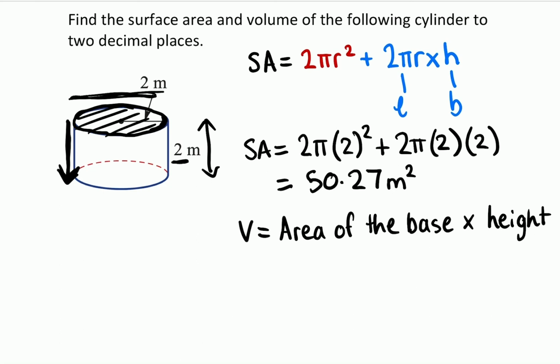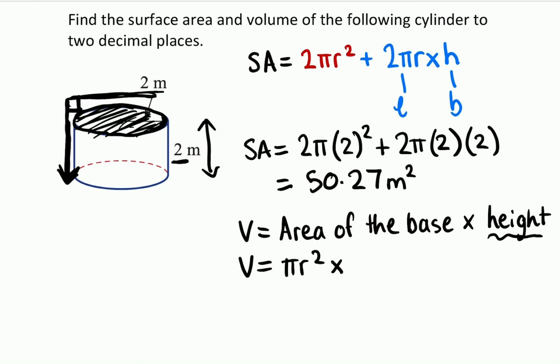So this is our base here. You can see that it's making a right angle with our height or our length. So this is our formula. V equals area of the base. Now, how do we find the area of the base? Well, if the base is just this circle here, we just need to find the area of the circle, which is pi r squared, times the height.